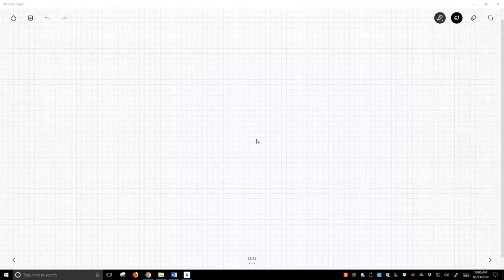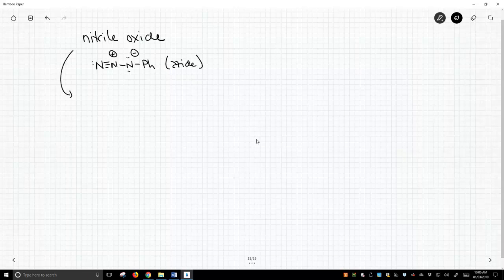So the last 1-3 dipole I want to talk about is called a nitrile oxide. So above it, I want to draw the structure of azide, full electronic structure. And let's just make it phenyl azide, which we've seen before. And now, so this is an azide. And below it, I want to draw a nitrile oxide.